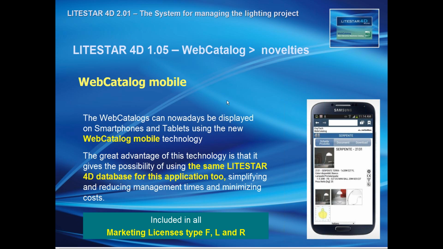We have now added also the possibility to browse the same database through smartphones and tablets. This application is available for all the users in the market, but data are coming from the manufacturers and, secondarily, from the distributors and retailers. They can have this application through the marketing licenses like type F, L, and R.